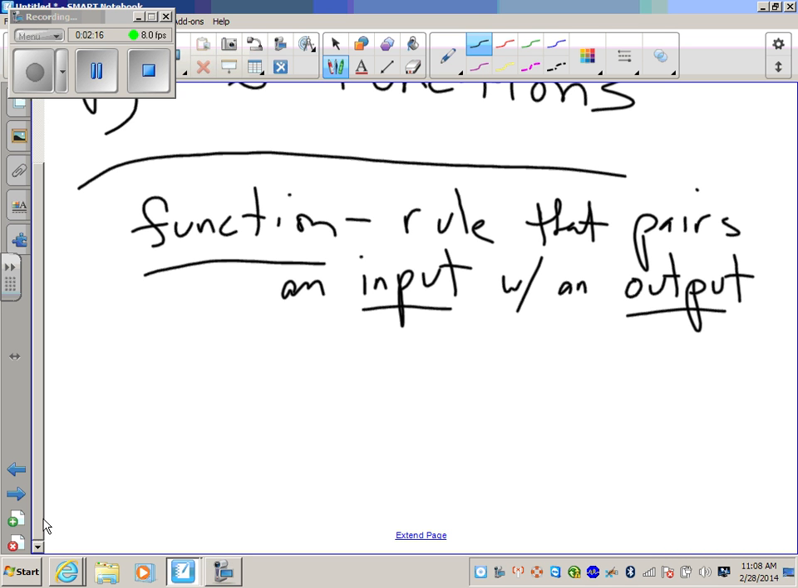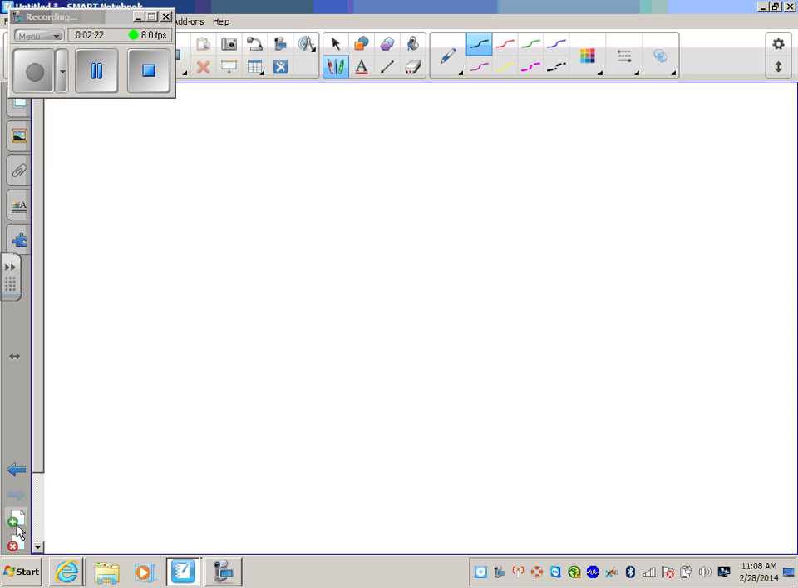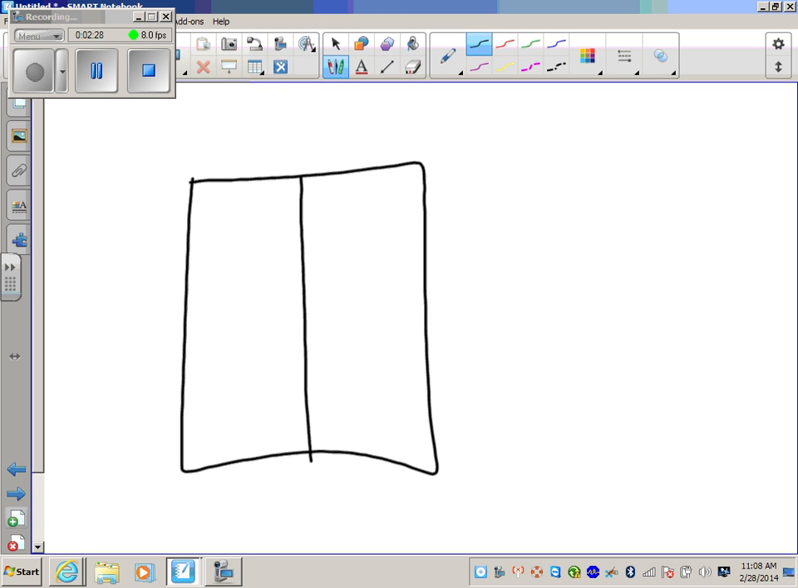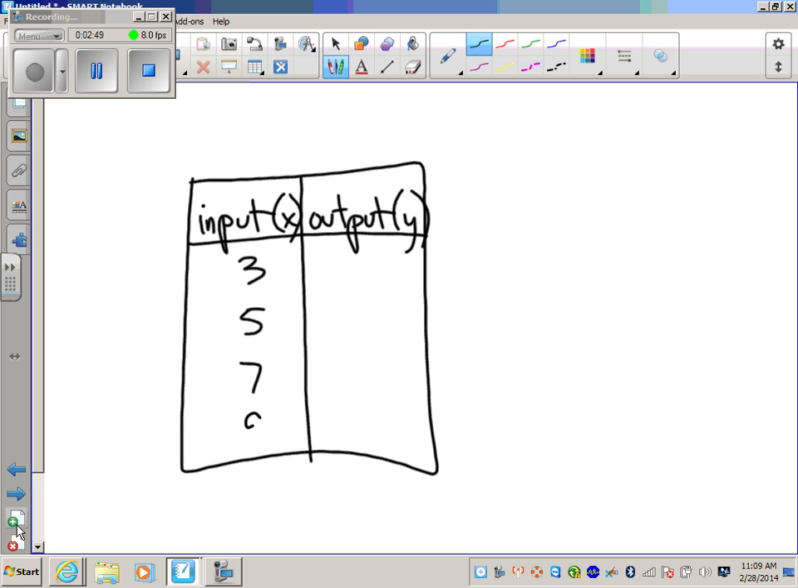Let's see. For example, let's give us a fresh page and we'll make ourselves a little table. We'll call our input X. Your output is Y. Okay? Give yourself a minute to set this up. The table itself.